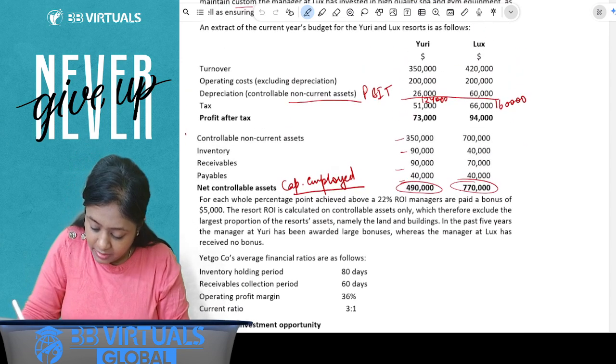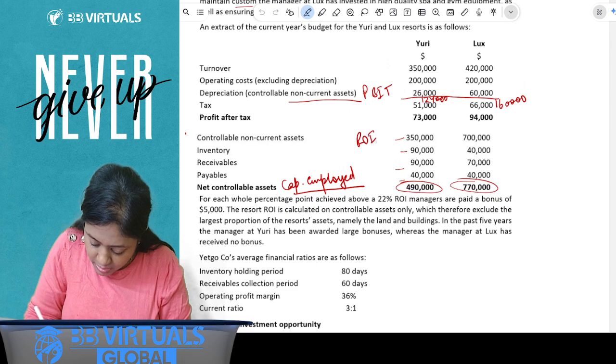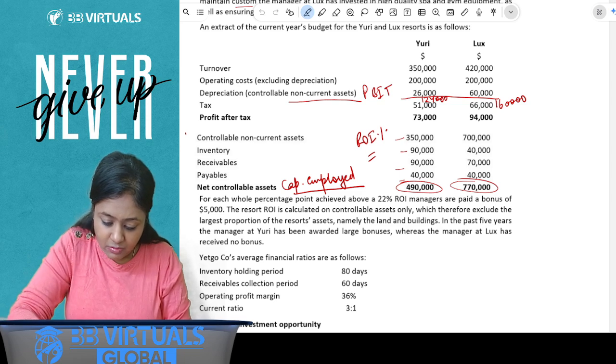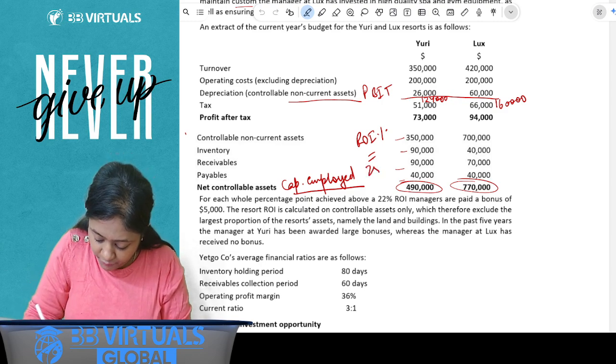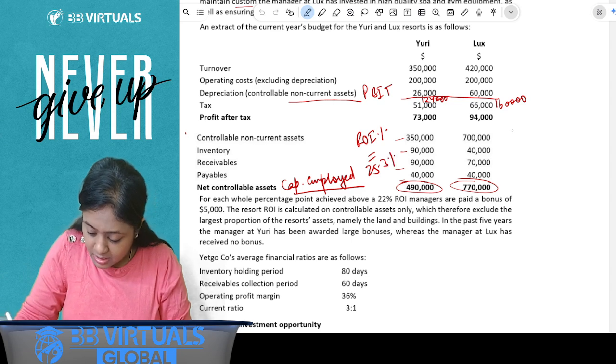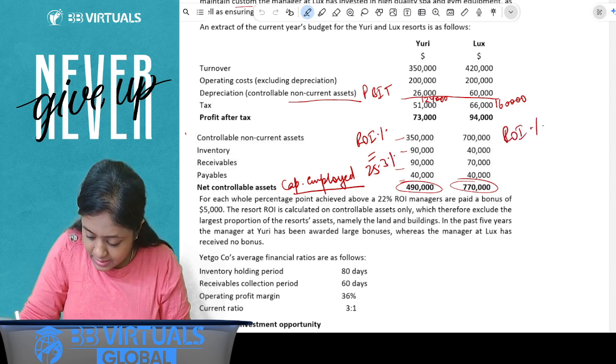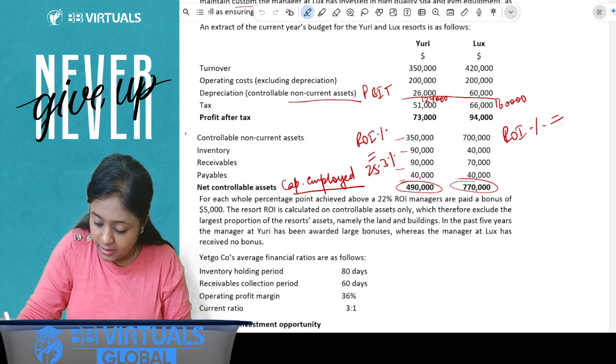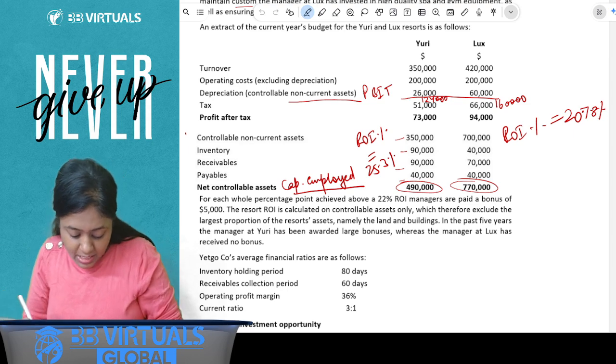Now I can calculate even the ROI percentage. So what is the ROI percentage for Uri? 1,24,000 divided by 4,90,000 multiplied by 100. It is 25.3%. And here your ROI percentage is 1,60,000 divided by 7,70,000 multiplied by 100, which is 20.78%.